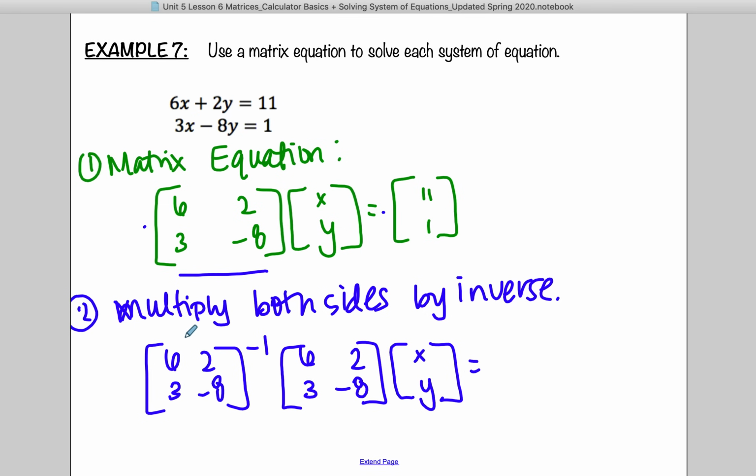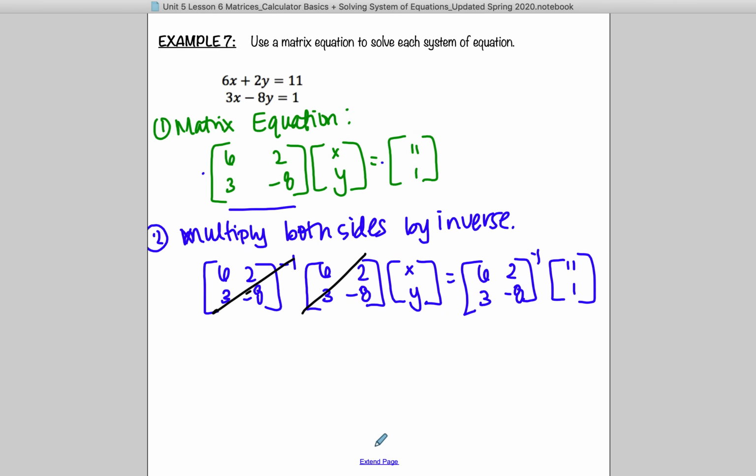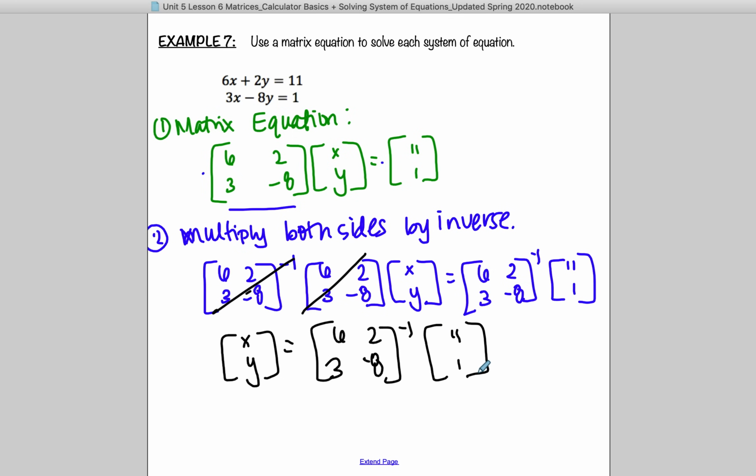And since I multiplied the left-hand side by the inverse, I need to also multiply the right-hand side by the inverse. But remember, we have to do it on the left because order matters. So I have the inverse of 6, 3, 2, negative 8, and then my constant matrix. Based on what we know about inverses, the inverse and the coefficient matrix will cancel each other out, and all I will be left with is xy is equal to the inverse of our coefficient matrix times 11, 1, my constant matrix.